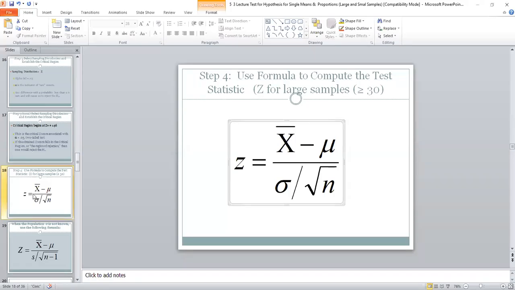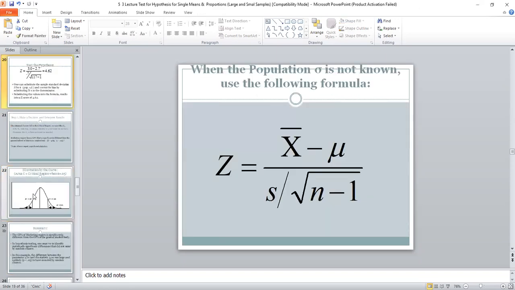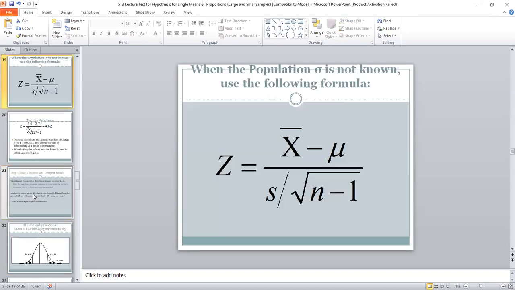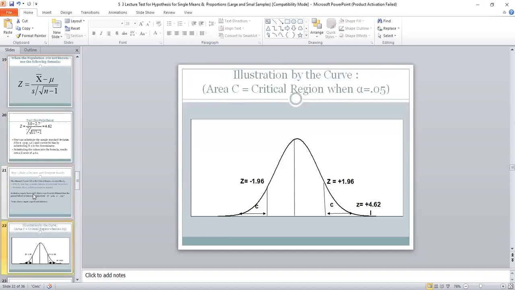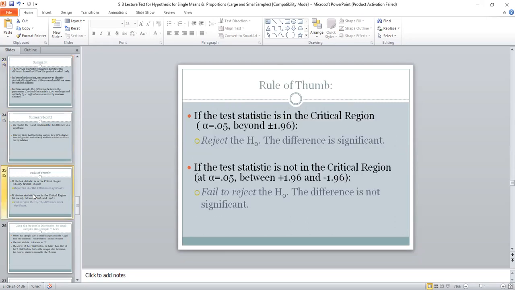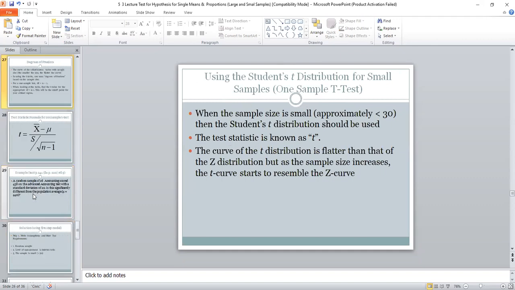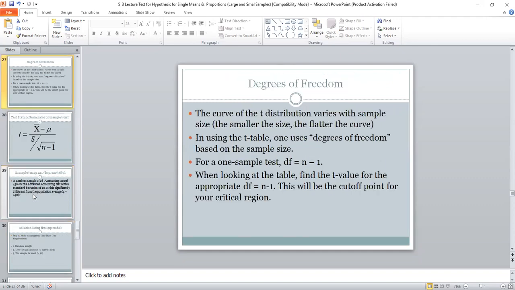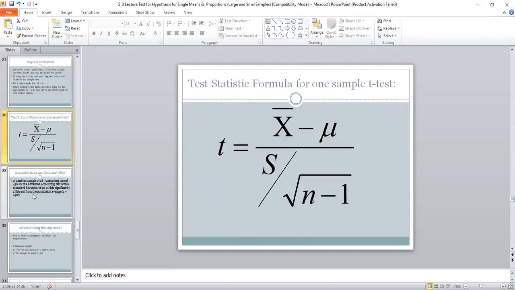So I'm just going to review what we have done here. I told you to ignore the n minus 1. Just use n. All these are things I've just talked about, and I'm not skipping anything here. Rule of thumb for accepting and rejecting, degrees of freedom. For T, again, just use n.